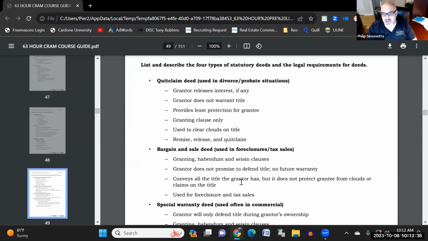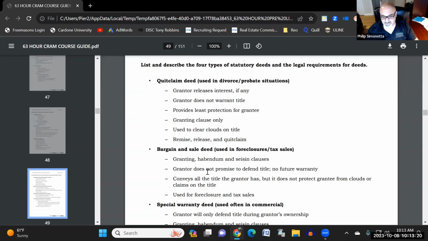Now, let's list and describe the four types of statutory deeds and legal requirements for those deeds. So there's a quitclaim deed. This is used in divorce or probate situations. Basically, the grantor releases his interest, if any. The grantor does not warrant the title. They don't guarantee anything. It provides the least protection for the grantee. There's only a granting clause. And this is used to clear clouds on title, which means if there's misspellings or something simple. Basically, it remedies what's done. There's a release and a quitclaim to fix it, right?